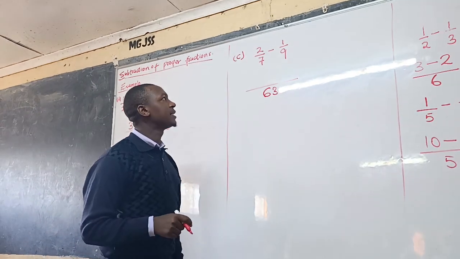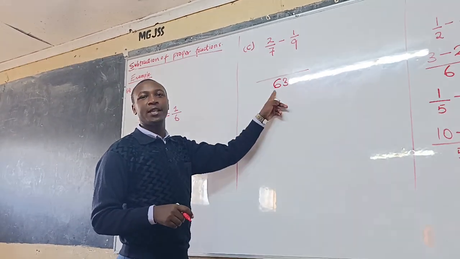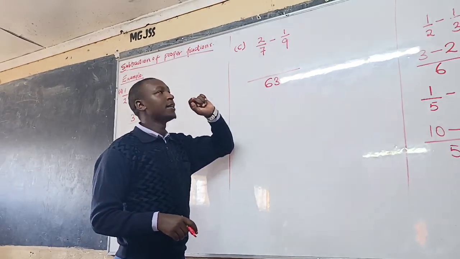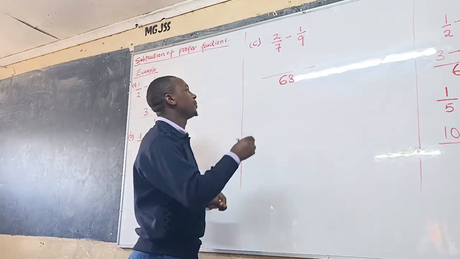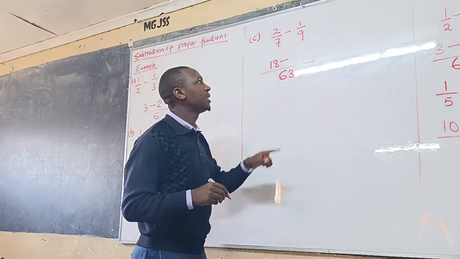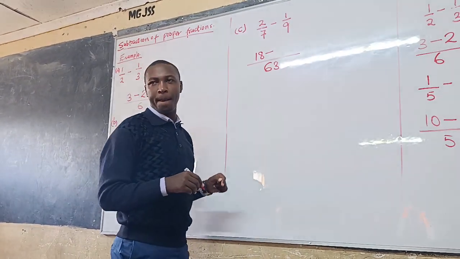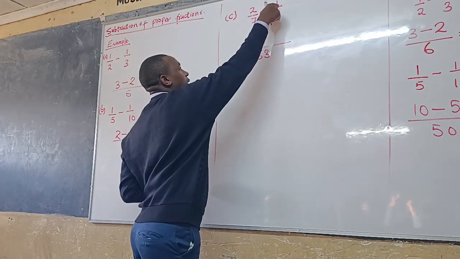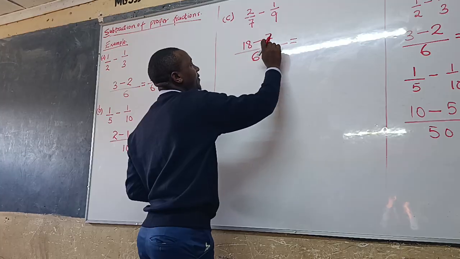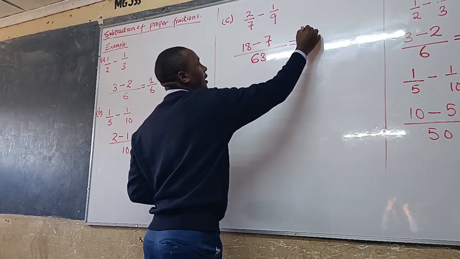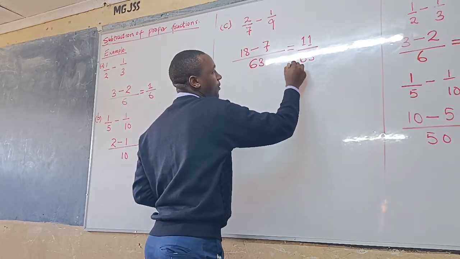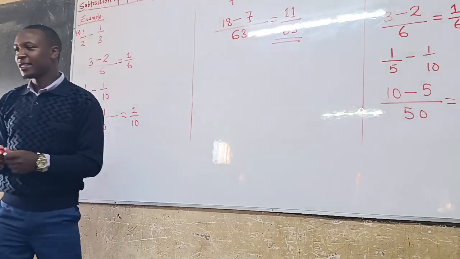So how many times does 7 go to 63? 9. 9 times, eh? 9 times 2? 18. We get 18 minus... Now, how many times does 9 go to 63? 7. 7 times 1? 7. And the answer is 18 minus 7, you get what? 11. You get 11 over what? 63. Like so.